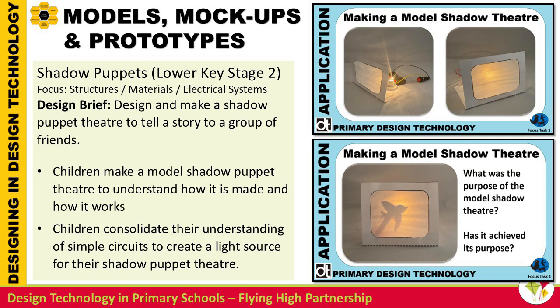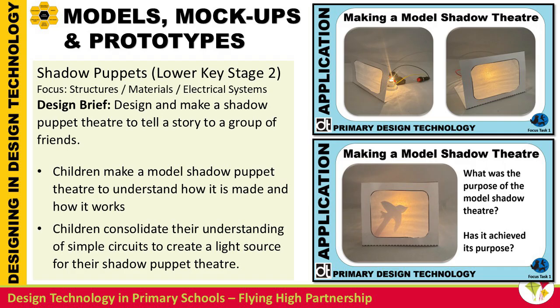In Key Stage 2, building upon their experiences of making models in Key Stage 1, children use models to help them to understand how products work, how they are made, and also how models can be used to communicate their design ideas. In this project, children make a model of a shadow puppet theatre using a card template, tissue paper, and a simple electrical circuit to produce light.